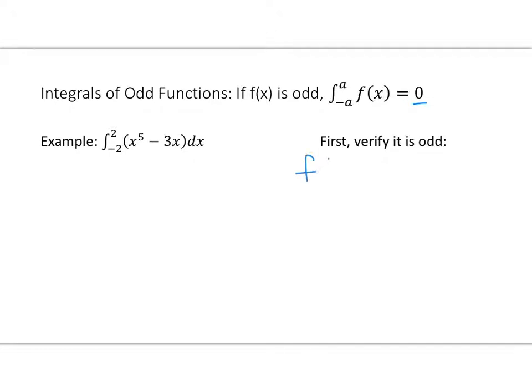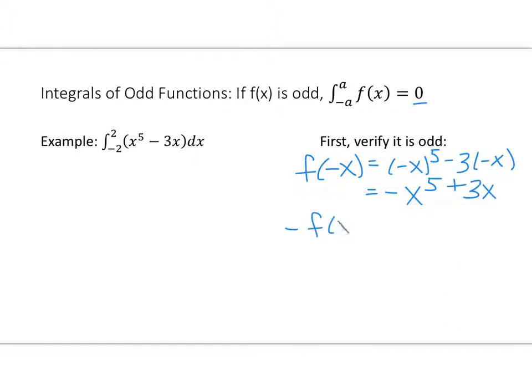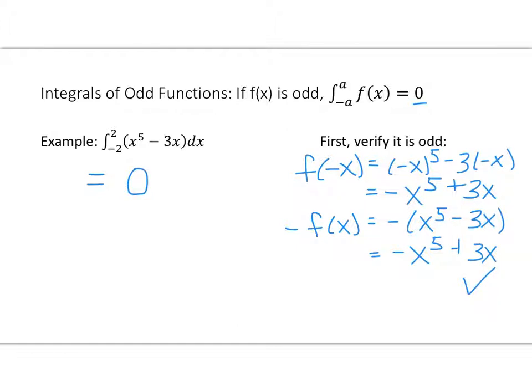So we need to evaluate f of negative x. So that would be negative x to the fifth minus 3 times negative x. So this would be negative x to the fifth plus 3x. And then we want to check, is that equal to the negation of f of x? Well, f of x is just x to the fifth minus 3x. So this would be negative x to the fifth plus 3x. So this is an odd function. So without having to do any more work, without actually having to find the antiderivatives, I know that this integral is equal to 0.